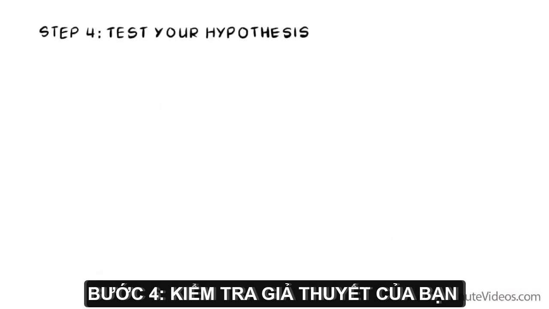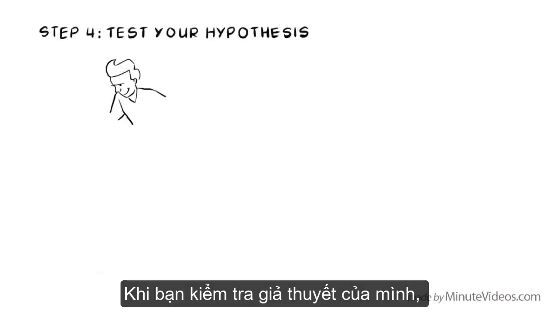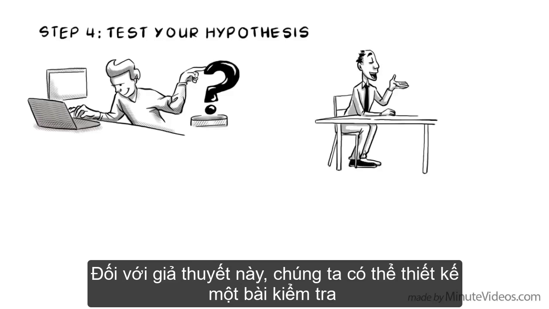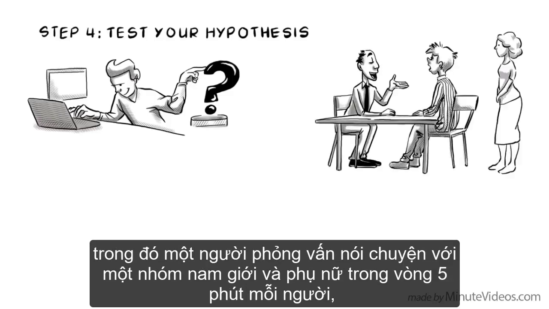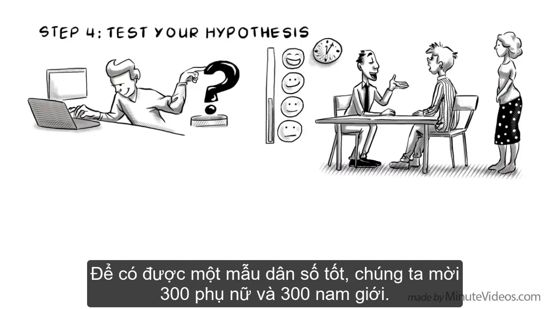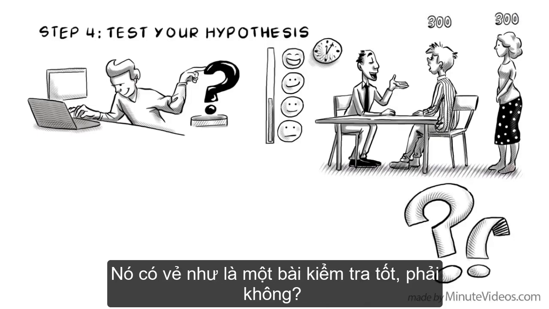Step 4. Test your hypothesis. When you test your hypothesis, you want to make sure to do this in a fair way and that the conditions are constant. For this hypothesis, we can design a test where an interviewer talks with a set of men and women for 5 minutes each, counts how many times they smile, and then asks each one to rate their level of happiness. To get a good sample of the population, we invite 300 women and 300 men. Seems like a good test, right?